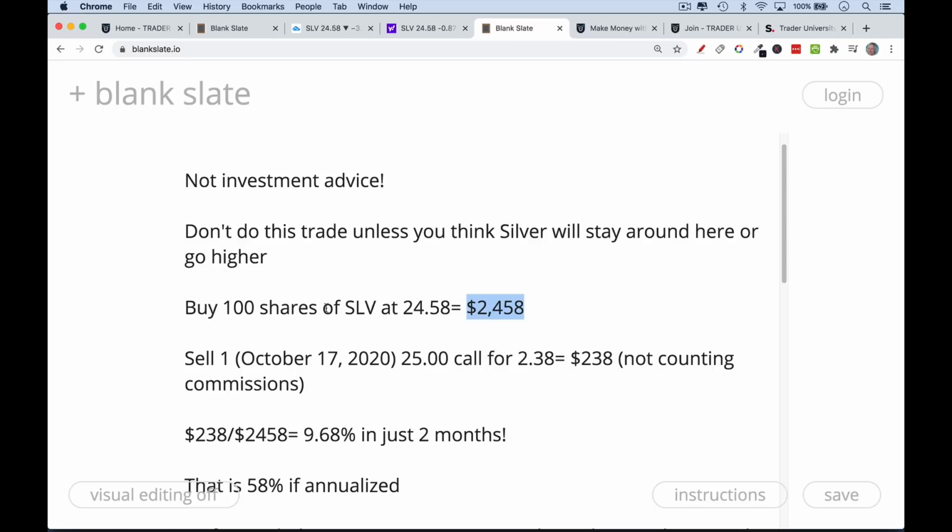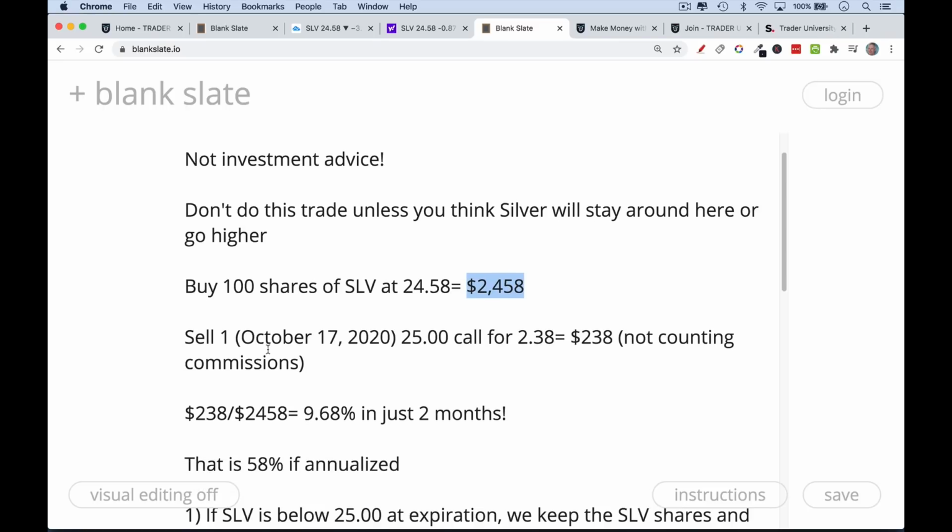So we buy 100 shares of SLV, and then we immediately sell a call option against it. And it's important to buy the shares before you sell the call option. Otherwise, you end up with something that's called a naked call option. You don't want to do that. But you buy the shares, and then you immediately put in an order. And some brokers will allow you to do this simultaneously, called a buy write, where you buy the shares and then you immediately write the calls or sell the calls.